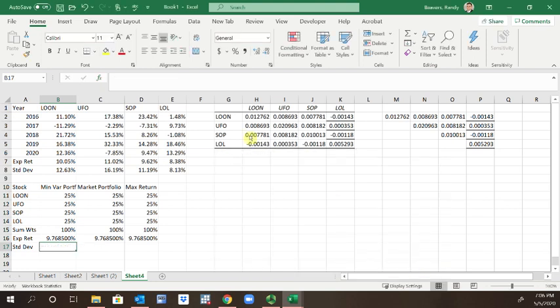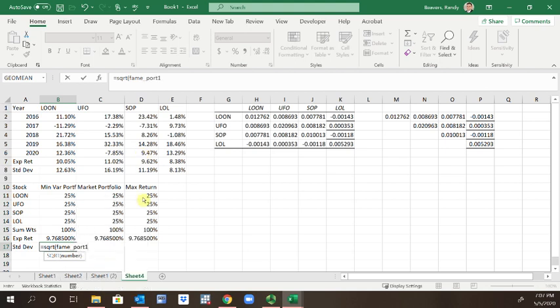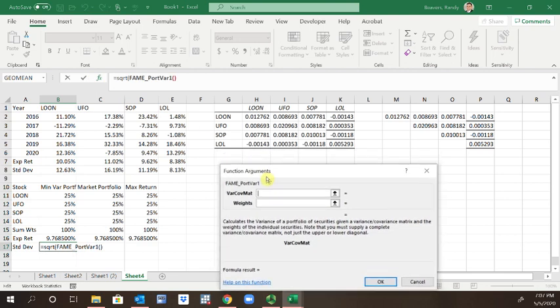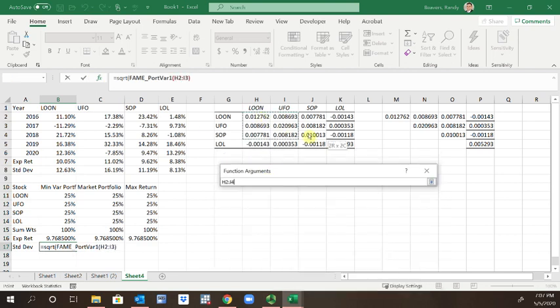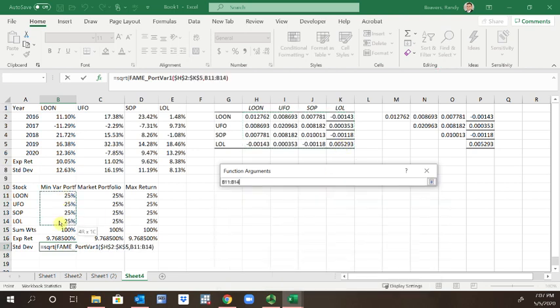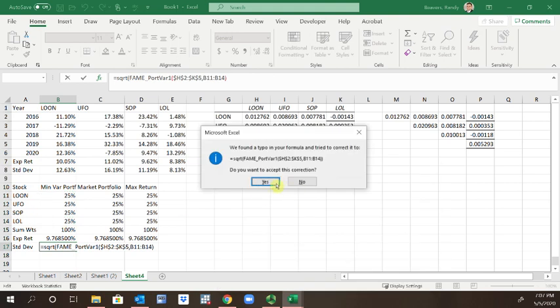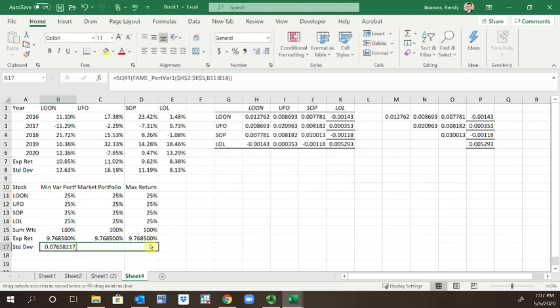Let me cancel that out, because that is actually what we did last time, the variance-covariance matrix. So I'll do that again. Equal square root, FAME, parentheses, FAME underscore port1 variance1. We need the variance-covariance matrix, so highlight this data, we'll anchor that, and then our weights will be these. Drag that across. Perfect, because they should all be the same.